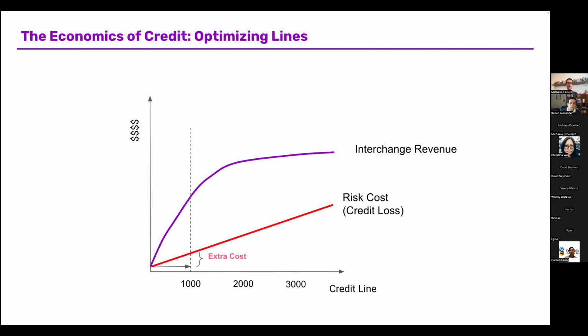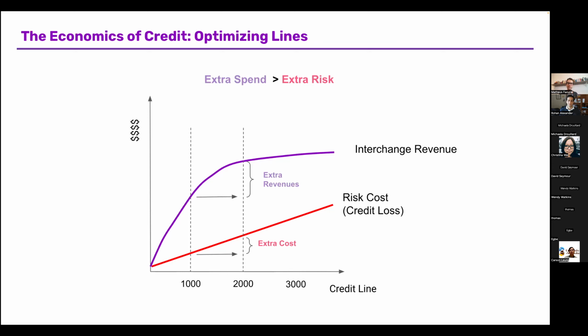For instance, let's say we want to understand, should we give $1,000 of credit line? We see, okay, what's the extra cost I'm going to have by offering $1,000? This is a very small amount, but the extra revenue is much higher. So I'm going to gain much more than I'm going to lose if I give 1,000. So I can make this decision.